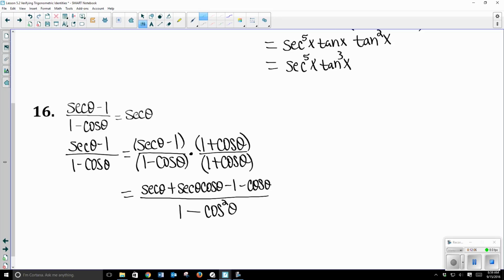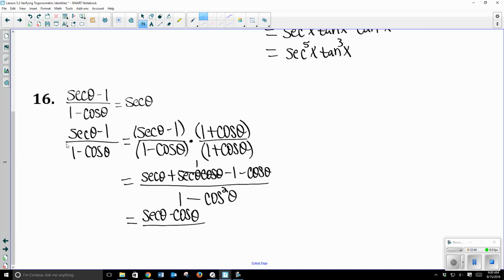Okay, in the numerator, secant theta cosine theta is equal to 1. Not 0, but 1. Make sure you put 1. It doesn't just go away because you've got addition and subtraction. So this becomes, rearrange it a little bit, secant theta minus cosine theta, and 1 minus 1 is 0. So that's why it goes away. 1 minus 1 is 0. And then 1 minus cosine squared theta is sine squared theta. Let's see. Yeah, sine squared theta.